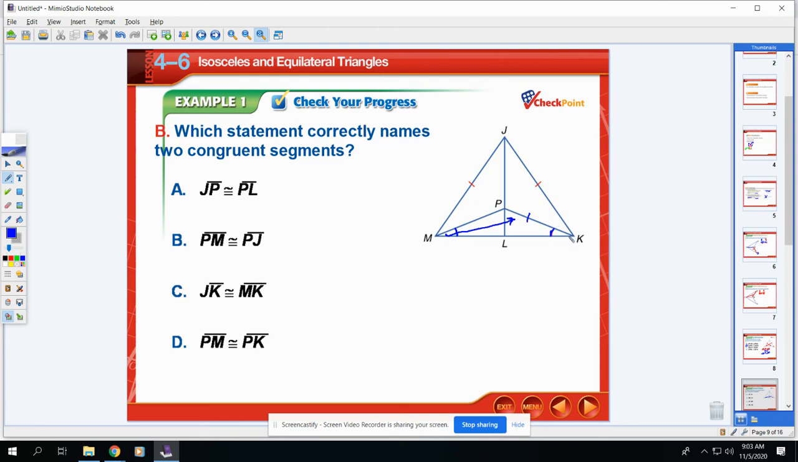Same thing goes for K. Go ahead, draw an arrow straight out of angle K. You are going to run into the side opposite of angle K, which is MP. So looks like our two congruent segments are going to be MP and PK. It does not really matter how we write that. So MP and PK, nope. MP, nope. PJ, no way. JK and MK, nope. PM and PK, there we go, right there. So our option here is D.